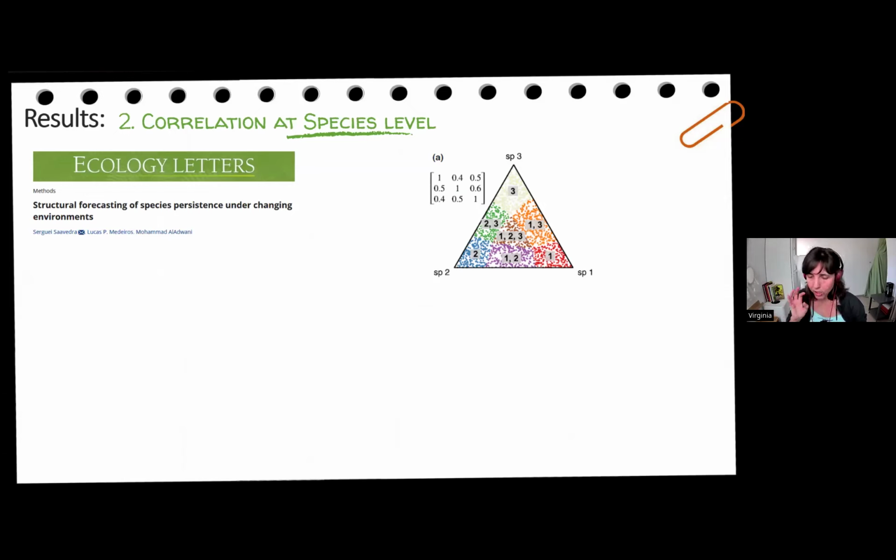We also did it at the species scale, being very fast. Now we consider the probability of the species to exist in the community. So if we have 3 species, the probability of species 1 to be there is the combination of having species 1 alone, species 1 and 2, species 1 and 3, and species 1, 2, and 3.